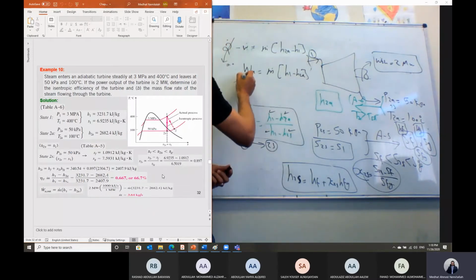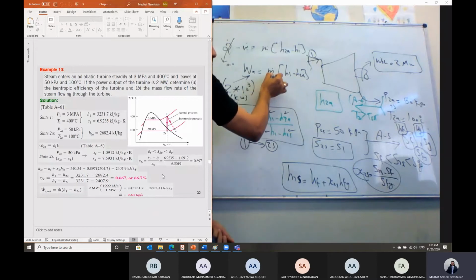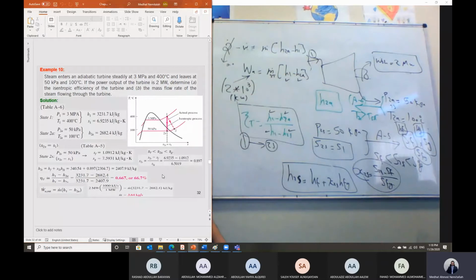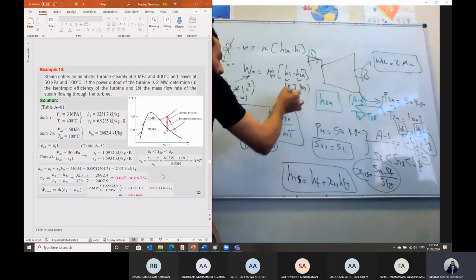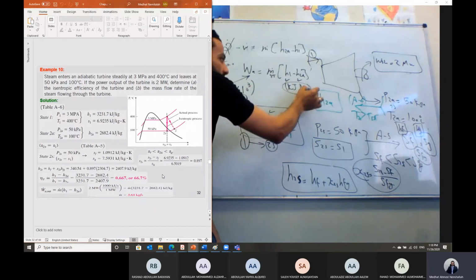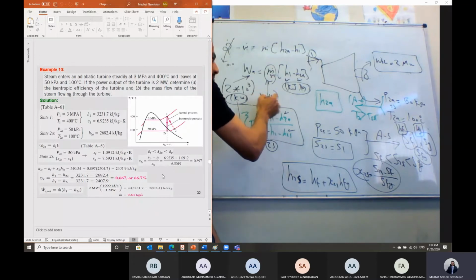So the actual work which is given is equal to 2 megawatt. Let's convert it to kilowatt, multiplied by 10 to the power 3. That equals the mass flow rate of steam multiplied by H1 minus H2 actual. This is in kilojoule per kilogram. This is in kilowatt. You should not leave it in megawatt. It should be kilowatt because this is in kilojoule per kilogram, and that should be in kilogram per second.